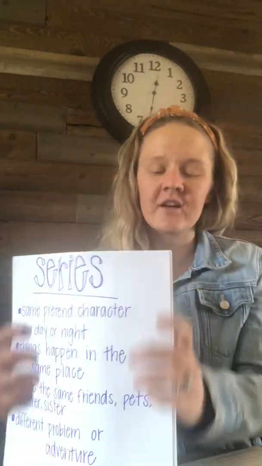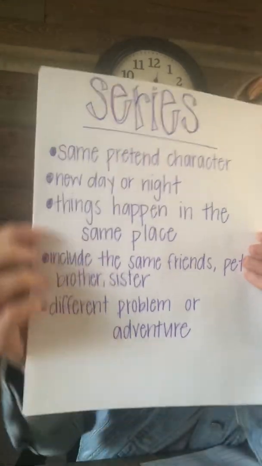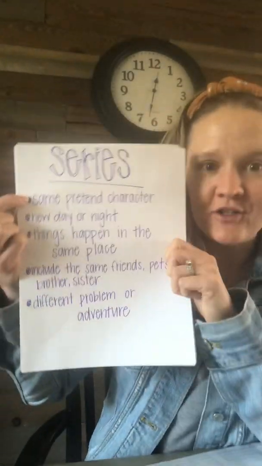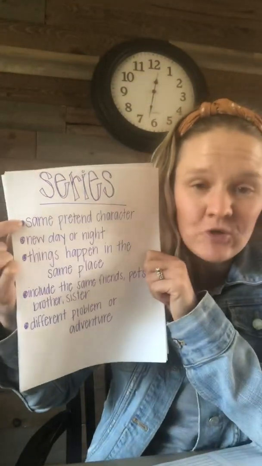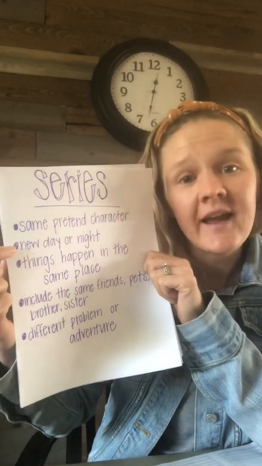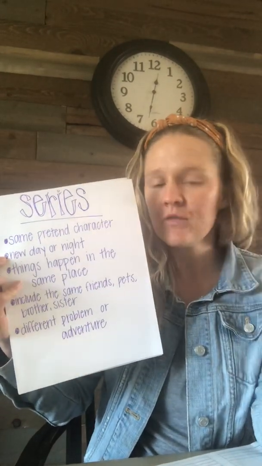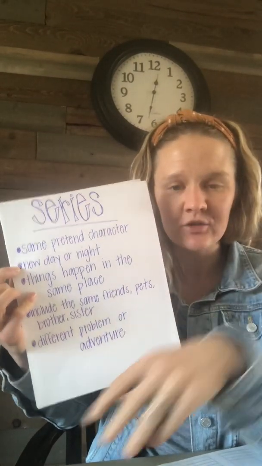But before we get started today, I want to just kind of teach you what good authors do when they're writing a fiction series. Okay, so I made this little anchor chart and I'm going to post it in our slides. All right, so it says if you're writing a series, you must have the same pretend character, just like I said, right? So my story is going to be about Molly again. A new day or night. So the story about the Tooth Fairy, I'm done with that, right? We're moving on and I'm going to pick a new problem and a solution for my new story.